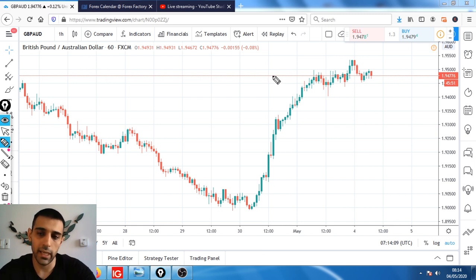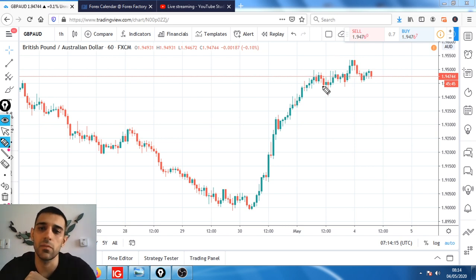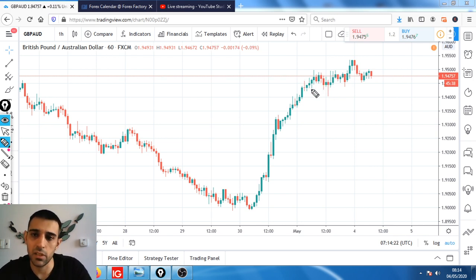So normally when the price tested a number of times, especially in quick succession, if it's tested pretty quick, in this case it was 3-4 times pretty much in a few hours. So that's a quick succession. So it tested it, and there's a higher chance it will break it.